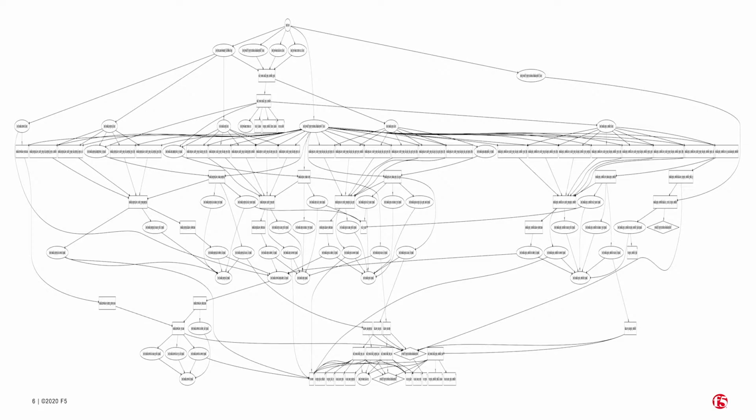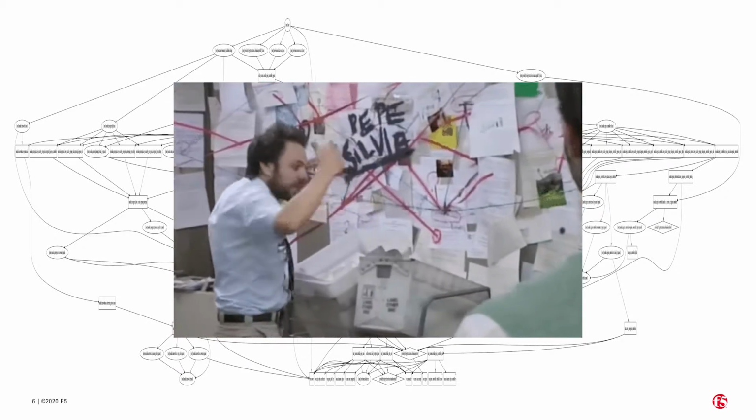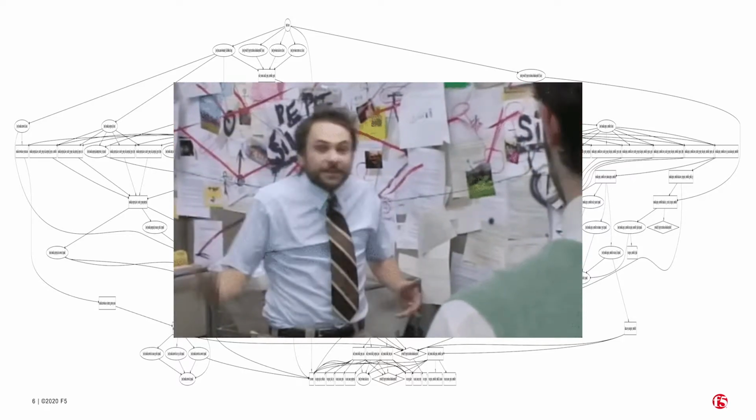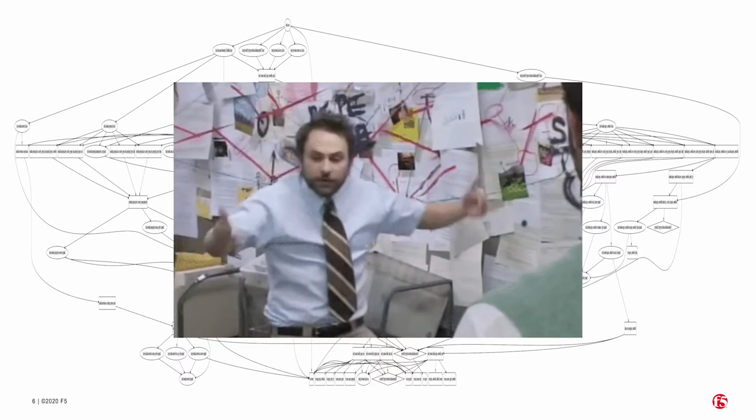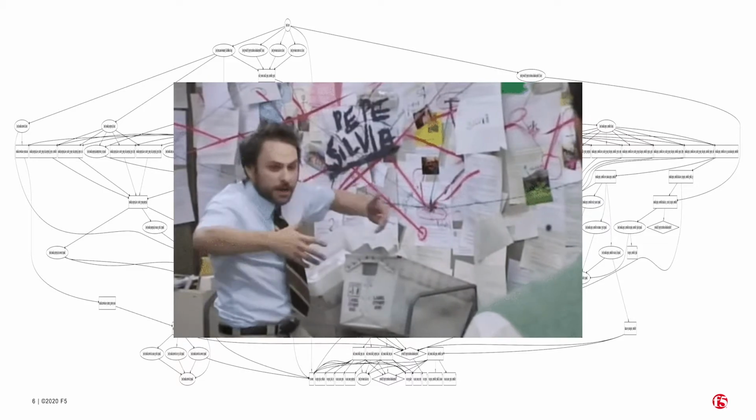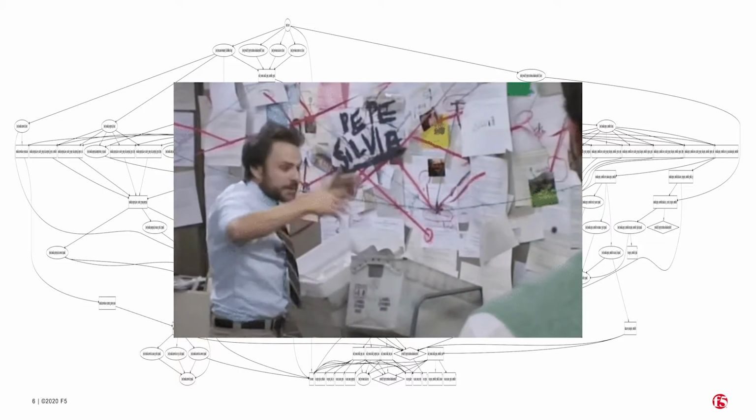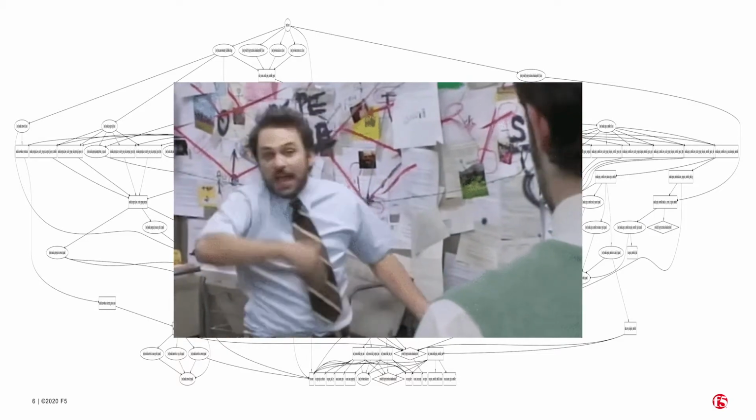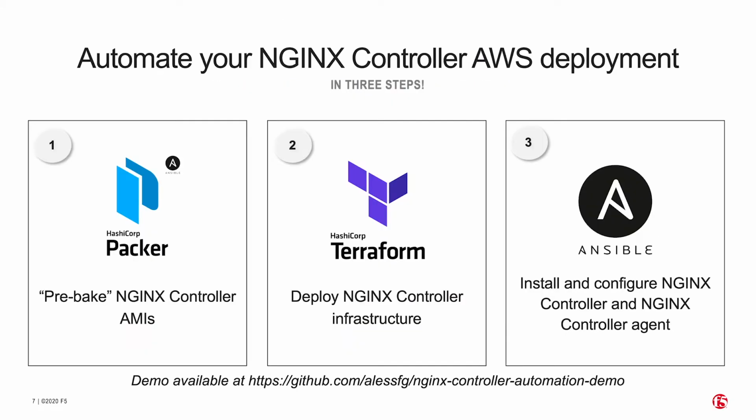Now, if this sounds cumbersome and complex to you, well, it can be. And if for whatever reason you need to redeploy NGINX Controller stack, well, it can take quite some time to reconfigure. Enter automation. Turns out it's relatively trivial to automate NGINX Controller's deployment using Packer, Terraform, and Ansible. And it can be done in three simple steps.